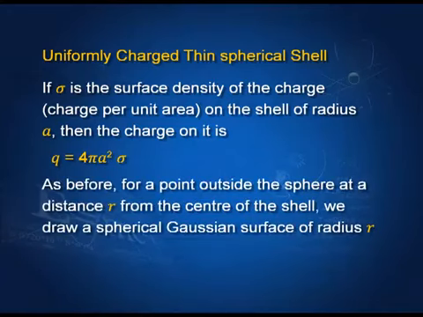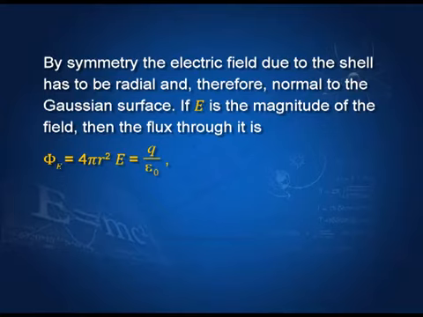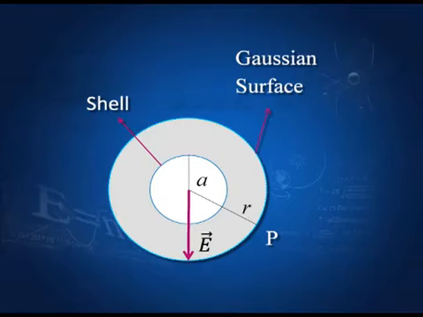So, without going into any details, you can see as before, for points outside the sphere at a distance r from the center of the shell, the field will be as due to the total charge placed at the center of the shell. Formally also we will now show. We draw a spherical Gaussian surface at radius r outside, the point P is at a distance r from the center.